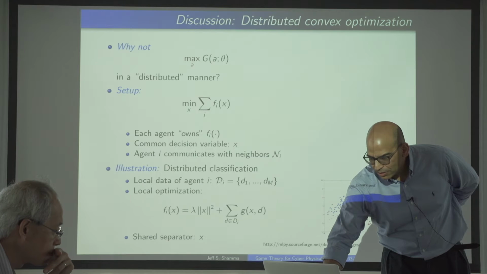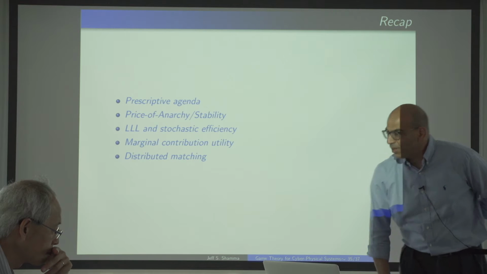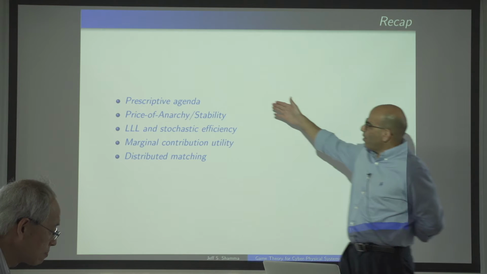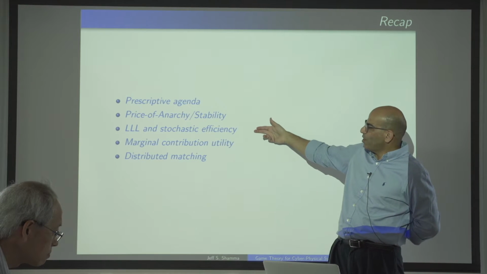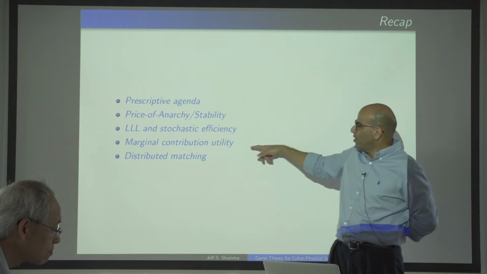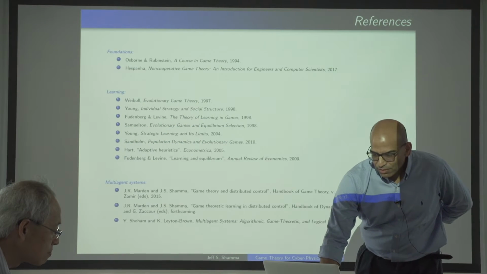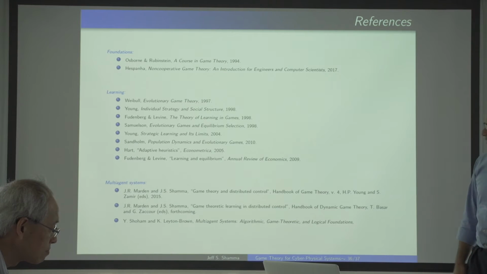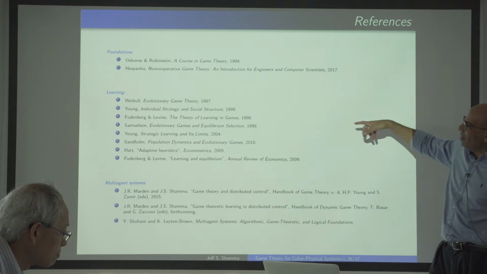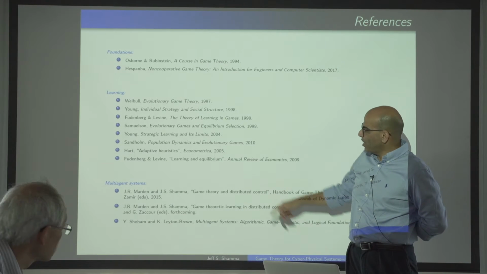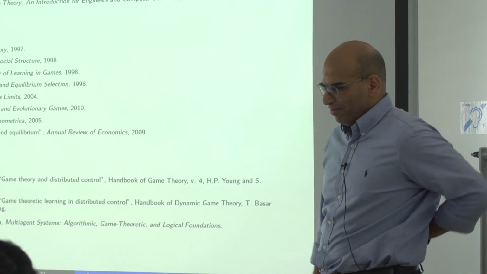I'll leave it here. So we talked about the prescriptive agenda. We mentioned price of anarchy and price of stability. We looked at log linear learning and stochastic exploration. We mentioned the marginal contribution utility. And there's lots of references, and I can send you these slides for further reading, both in foundations of game theory and in the extensive literature on learning in games, and then its application to multi-agent systems. So, thank you.